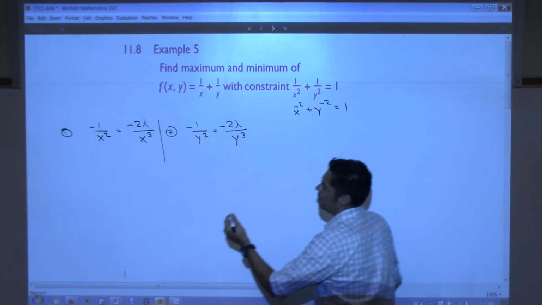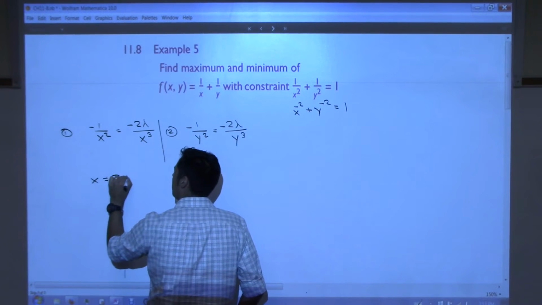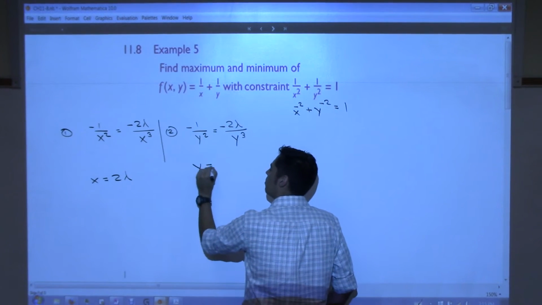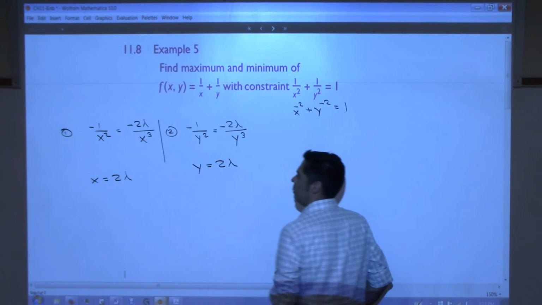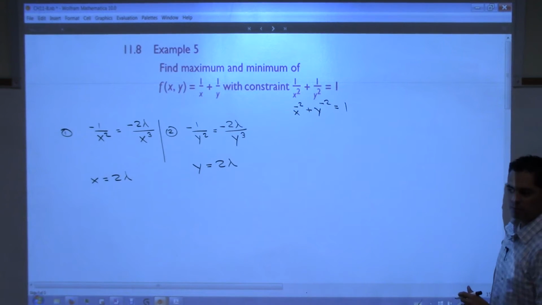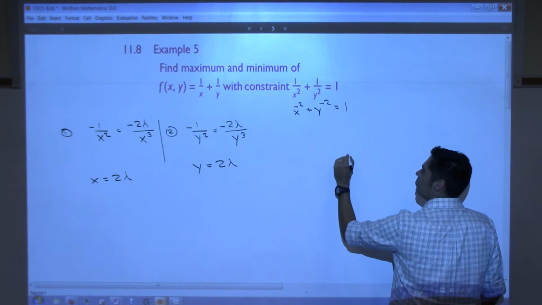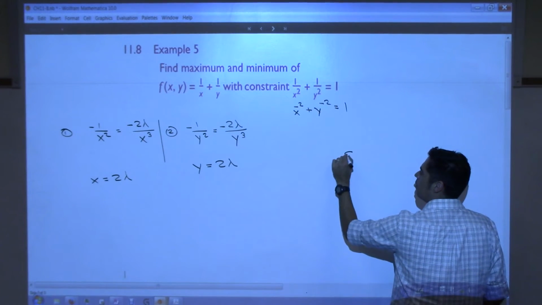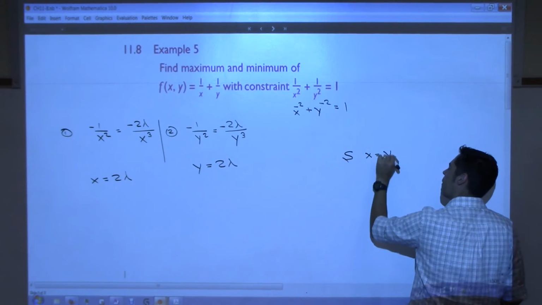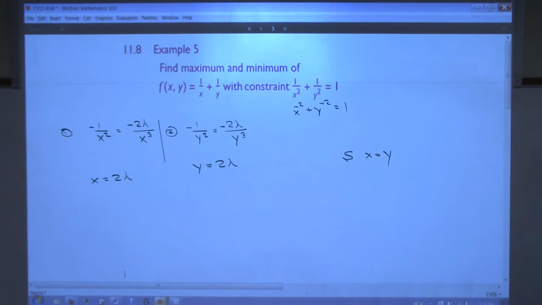So I'm just going to say here, from here, multiply both sides by x cubed, I get x equals 2 lambda. Over here, y equals 2 lambda. Hey, that's nice. That means x is y, right? X must be y. So suppose x is y. What can I do with that?